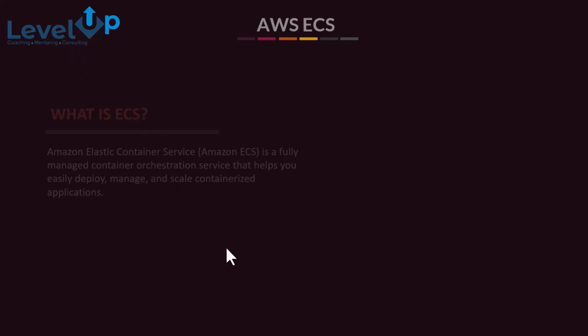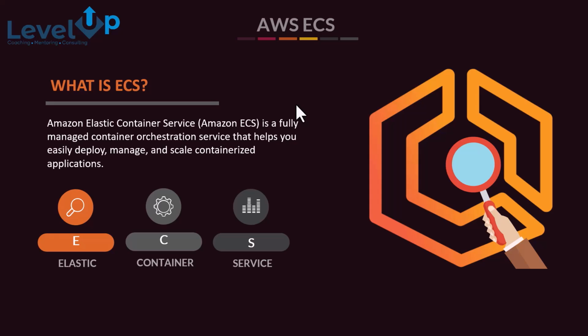Now, as I told you, ECS stands for Elastic Container Service. It is a fully managed container orchestration service that will help us to easily deploy, manage, and scale containerized applications. That means one of the solutions on AWS, if you want to deploy containerized solutions, is called ECS.